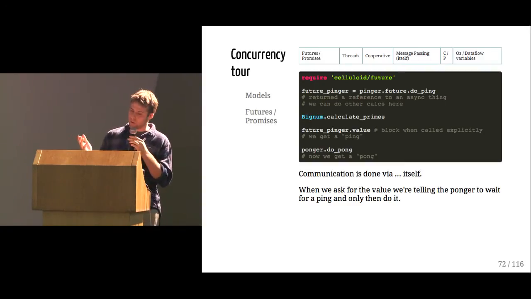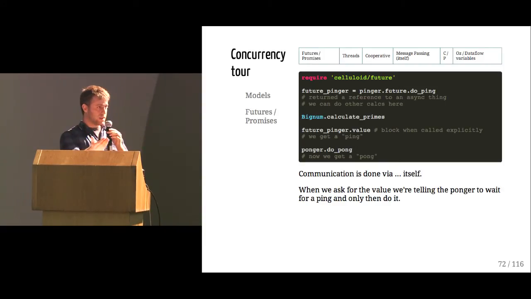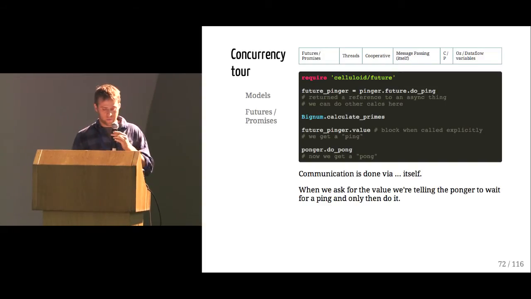And then we can do whatever we want. And then when we call value, we block until we either get that value, or if it has already completed, we're just going to continue through it, right? And that's a future. A future is the reference to something that's going to be evaluated. And then the promise, or sorry, that's the promise. And then the future is that value, right?